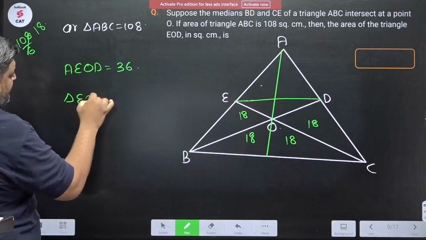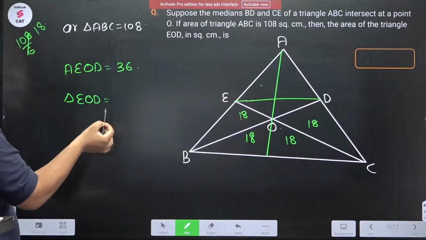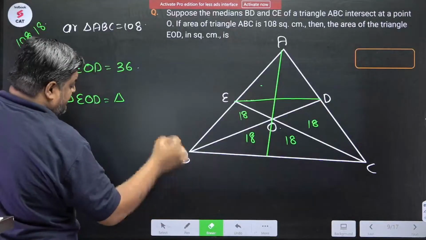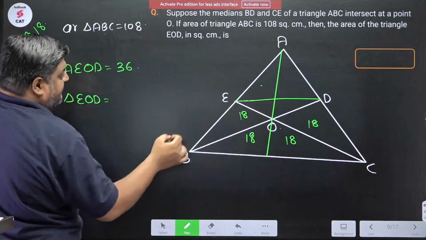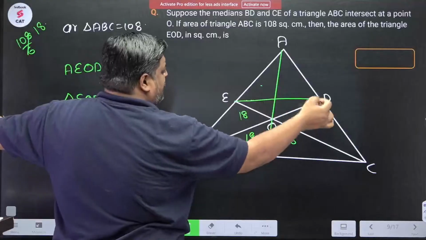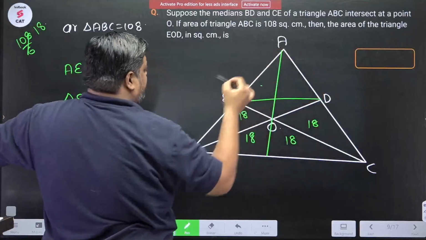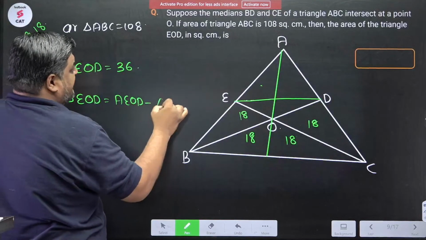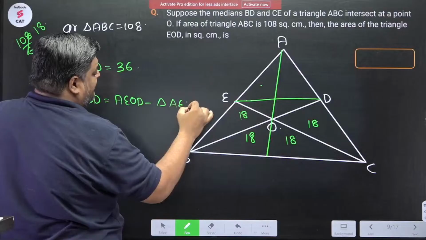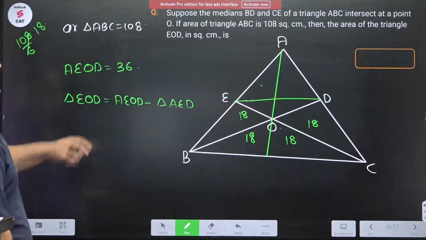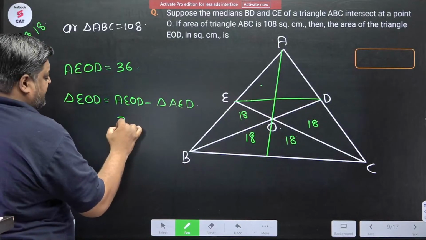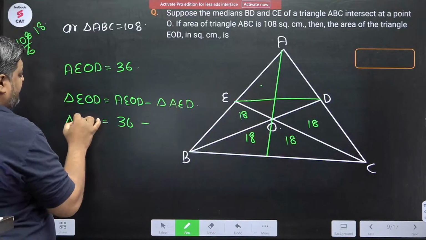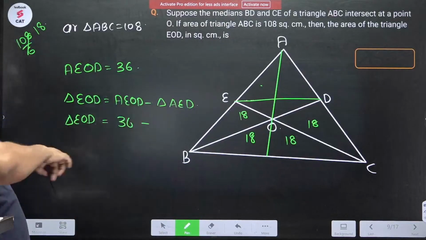triangle EOD. So I can say area of triangle EOD is area of quadrilateral AEOD minus area of triangle AED. Yes or no? AEOD I am aware of is 36. अगर मुझे AED का एरिया मिल जाए तो I will find out the area of triangle EOD. AED का एरिया चाहिए.